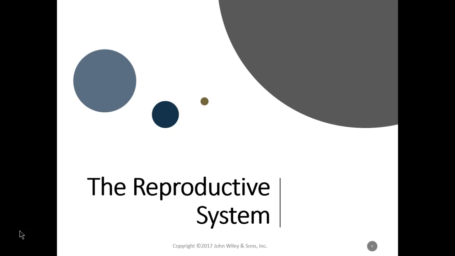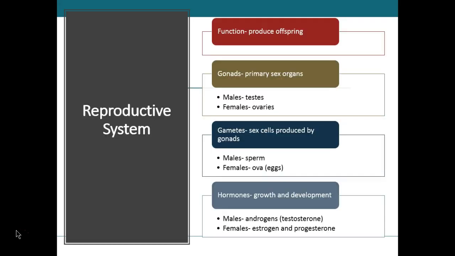Males and females have anatomically different reproductive organs, but they're designed to produce and nourish and transport these haploid cells to facilitate fertilization, and in females sustain the growth of the embryo and the fetus. The male and female reproductive organs can be grouped by function.